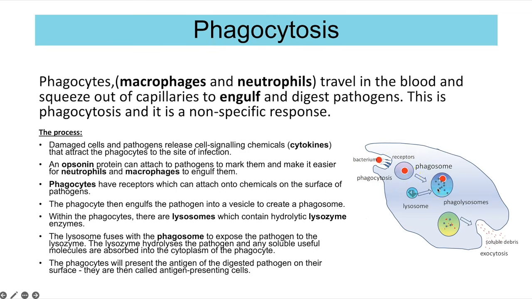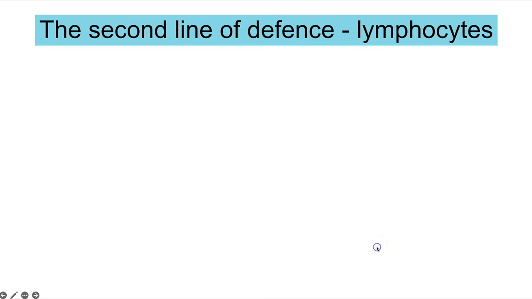Within the phagocytes, there are lysosomes which contain hydrolytic enzymes, and those lysosomes will then fuse with the phagosome to make a phagolysosome, and it exposes the pathogen to that enzyme, the lysozyme, which hydrolyzes the pathogen, and any soluble useful molecules are absorbed into the cytoplasm of the phagocyte. The phagocytes will present the antigen of the digested pathogen on their surface, and they then become antigen-presenting cells.